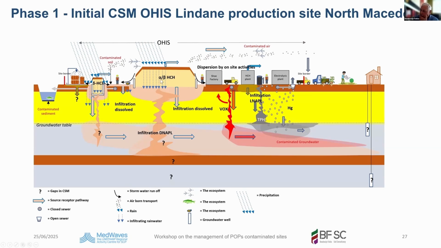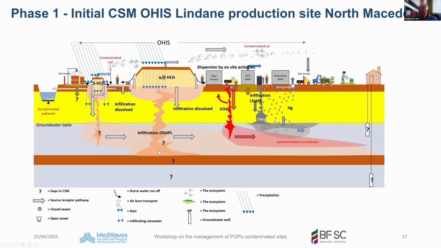And here you see the dump sites, the drum facility, the other dump sites, the shoe factory, the former HCH plant, the electrolysis plant with mercury, here the drops of mercury, the sewer, infiltration, expected contaminated sediment in the surface water. We expect to have an aquitard down there, and all the question marks illustrate my gaps in the understanding of the on-site situation related to the contaminants. And the contaminants are mercury, TPH, volatile organic compounds, and HCH, alpha, beta, which was dumped here, and DNAPLs.